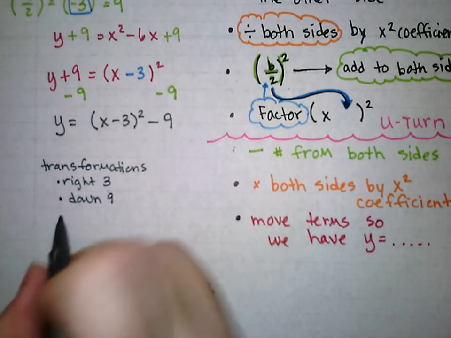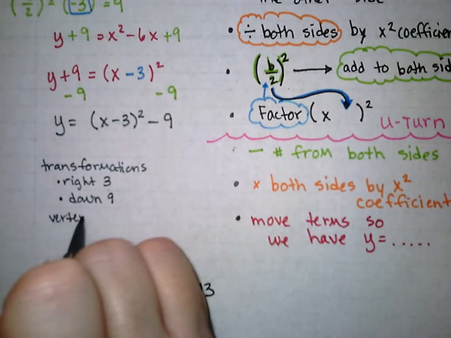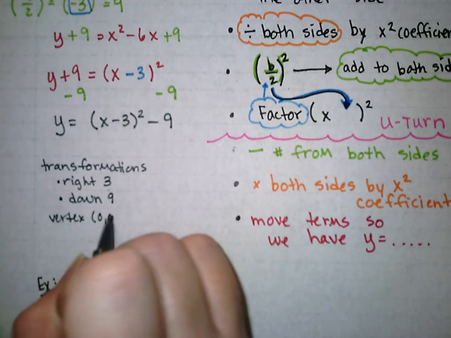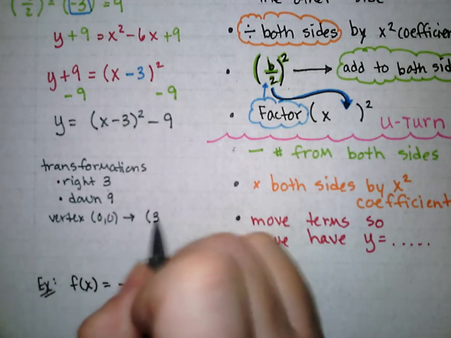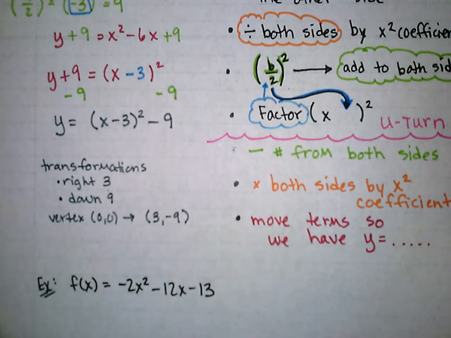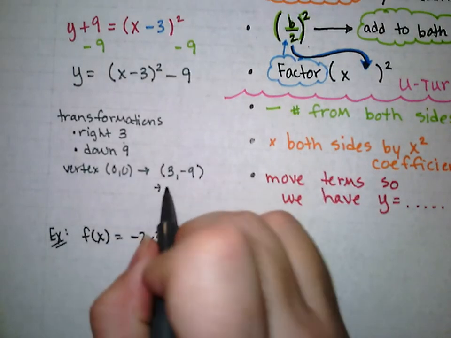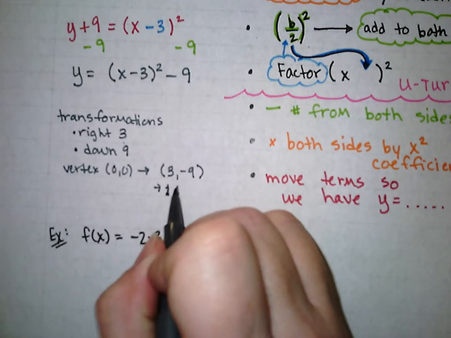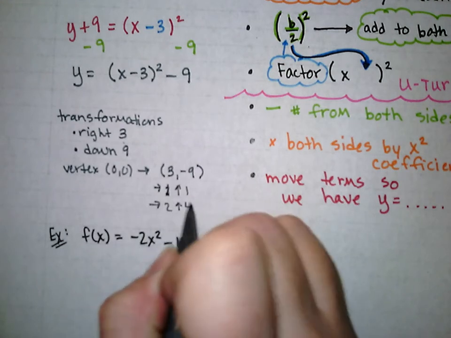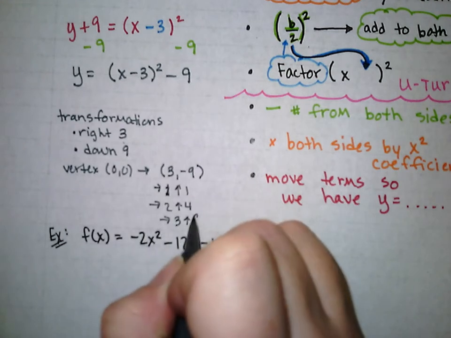So we would graph that by putting the vertex at its normal, from its normal spot of 0, 0. We would make it 3, negative 9. And then nothing changed the pattern, so we go over 1, up 1, over 2, up 4, over 3, up 9.